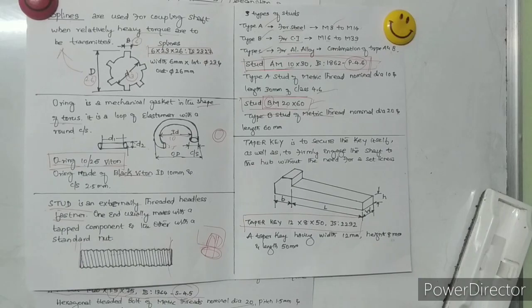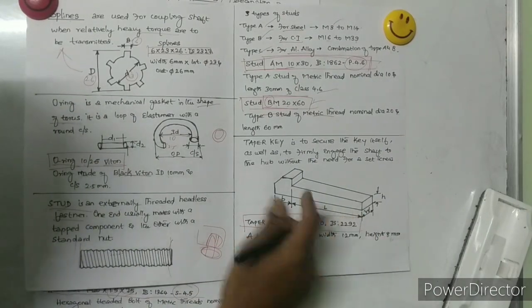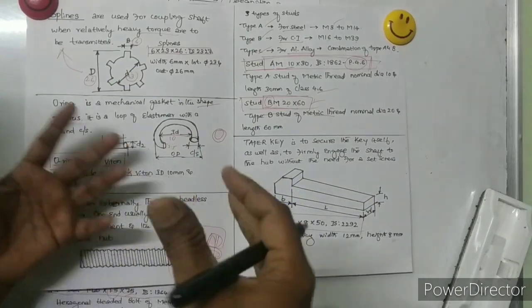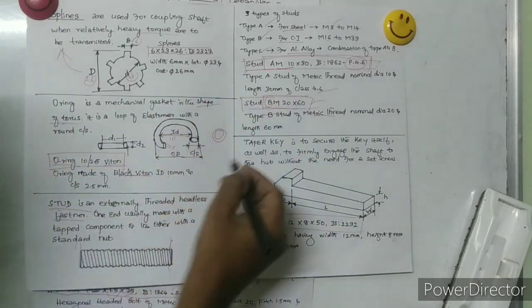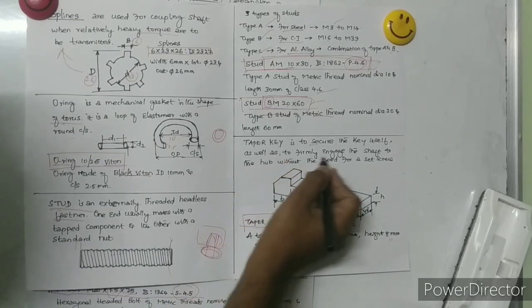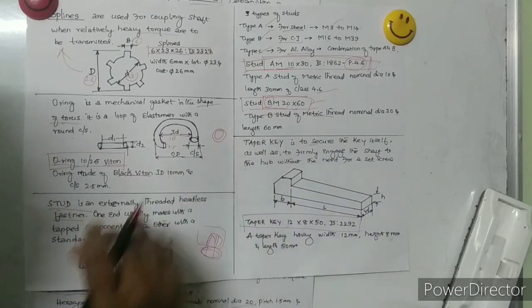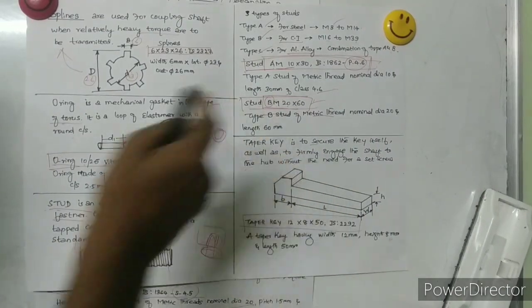The last one is the taper key. They may ask like this: taper key of 12, 12, 8. Before that you should know what it is. A taper key looks like this. When coupling shafts, we use a key to join these two. That's called a taper key. It secures the key itself, as well as firmly engages the shaft and the hub, without need for a set screw. Just fixing the hub with the shaft. For that purpose you use the taper key.